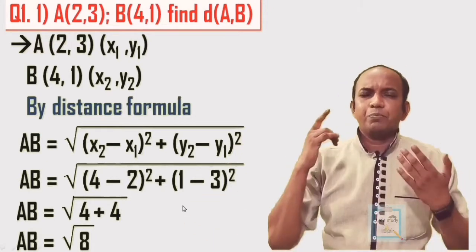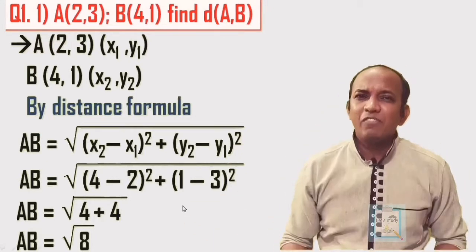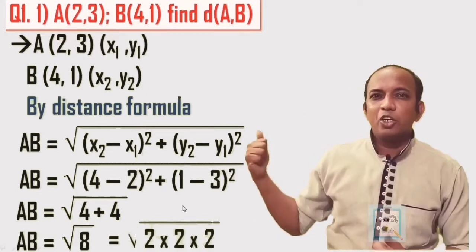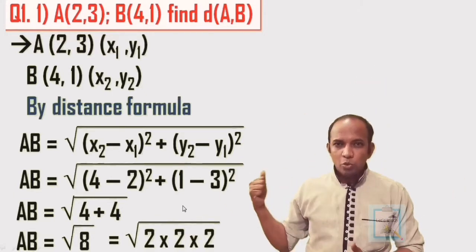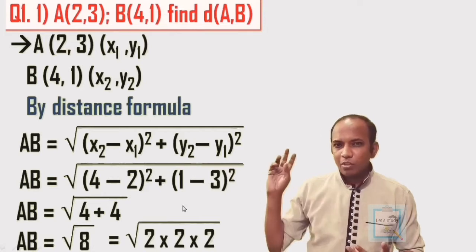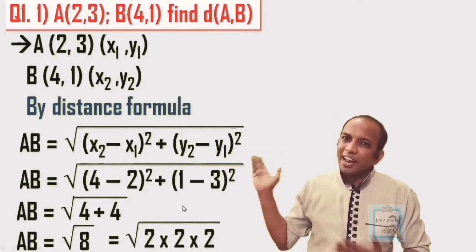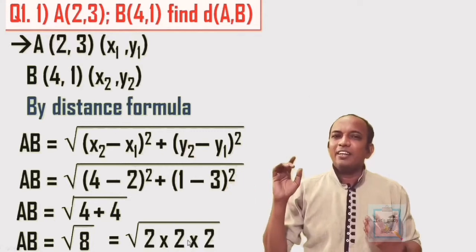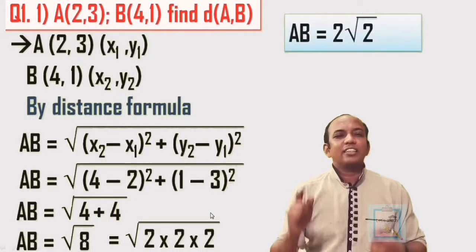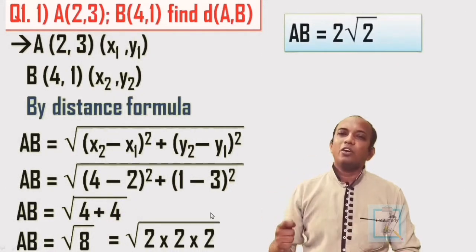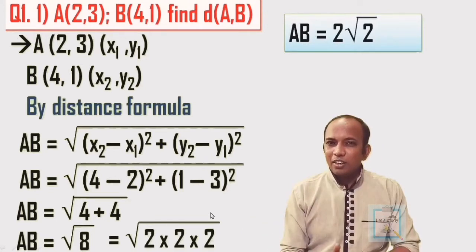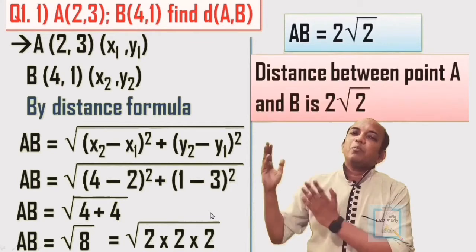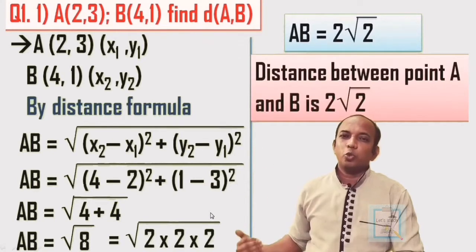Here also we can go ahead. If you find the prime factors of 8, what do we get? We get under root 2 into 2 into 2, and as it is a square root, the order is 2. So what we can do? A pair of 2 can be taken outside, right? And as a result we get AB equals 2 root 2, or 2 under root 2. So in short, my final answer is: the distance between points A and B is 2 root 2.